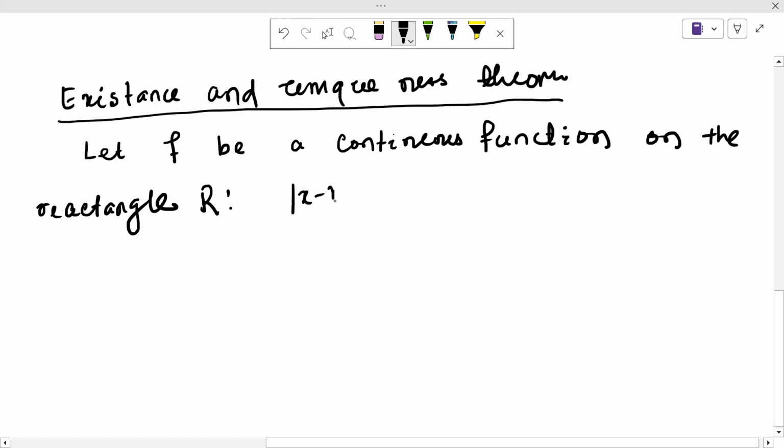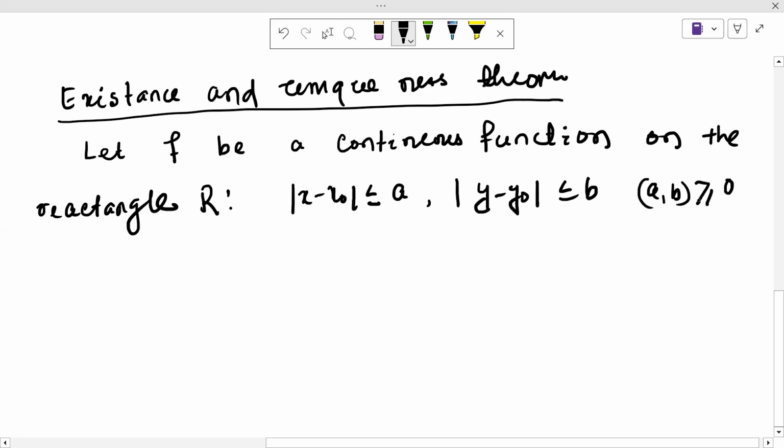Modulus of x minus x0 is less than or equal to a, and modulus of y minus y0 is less than or equal to b, where a and b are positive.